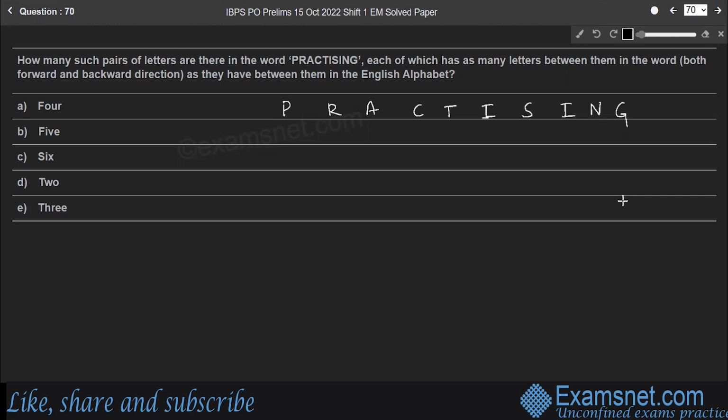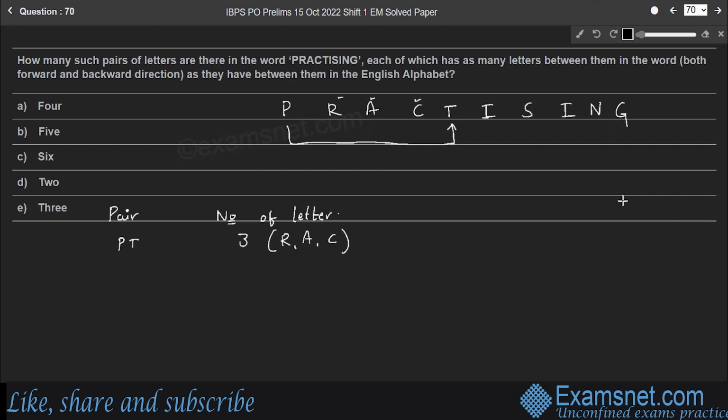So the pairs are those in which the number of letters between them in the given word is equal to the number of letters between them in the original alphabetical series. For example, consider P and T. Here the pair is the PT pair. So the letters between P and T in the word practicing are R, A, and C. So there are 3 letters, R, A, and C.